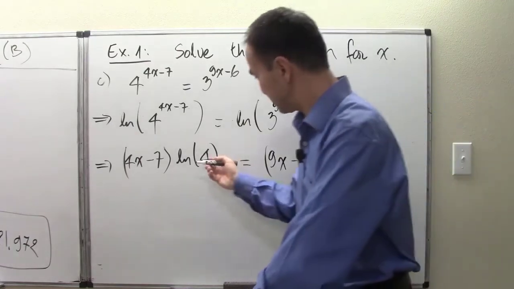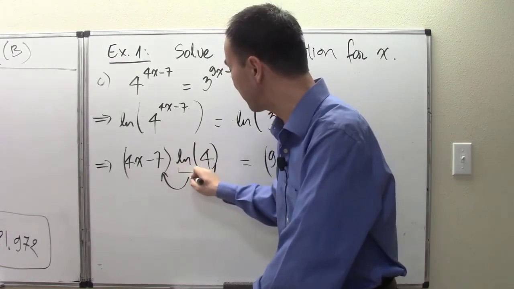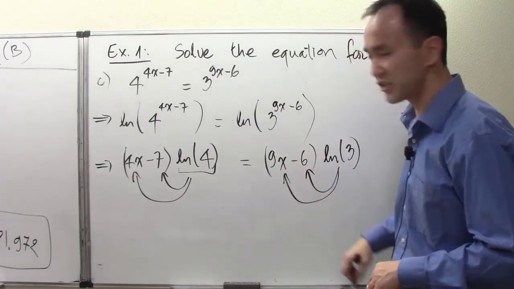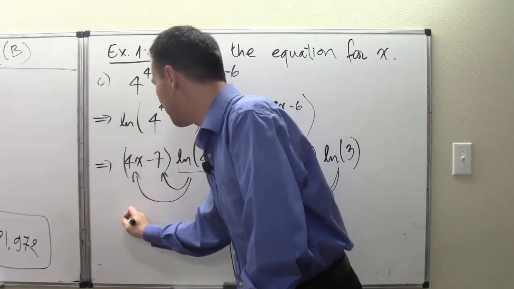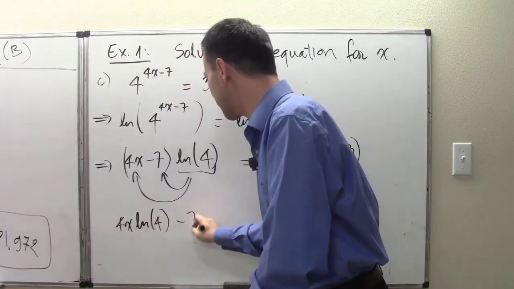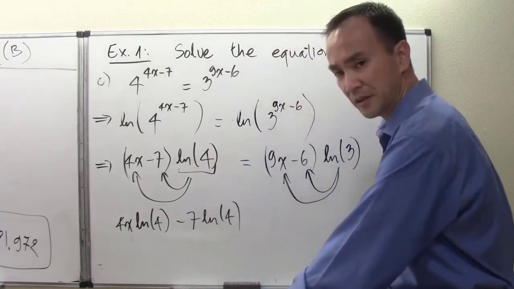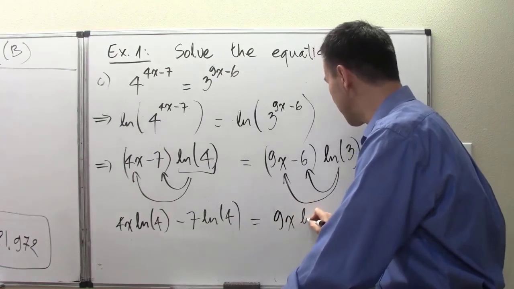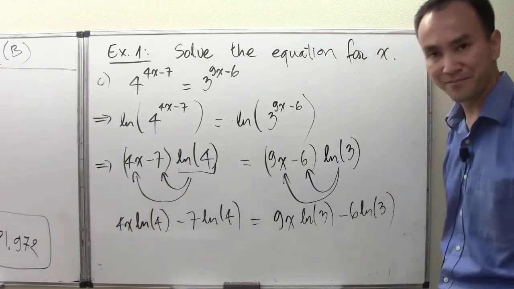And so now let's treat the natural log of 4 here as a constant value. So I'm going to distribute that for each term here. I'm going to distribute the natural log of 3 on the right hand side to each term. So now my left hand side gives me 4x times the natural log of 4 minus 7 times the natural log of 4. That's what I did, distributing the natural log of 4. That equals, similarly, 9x times the natural log of 3 minus 6 times the natural log of 3.